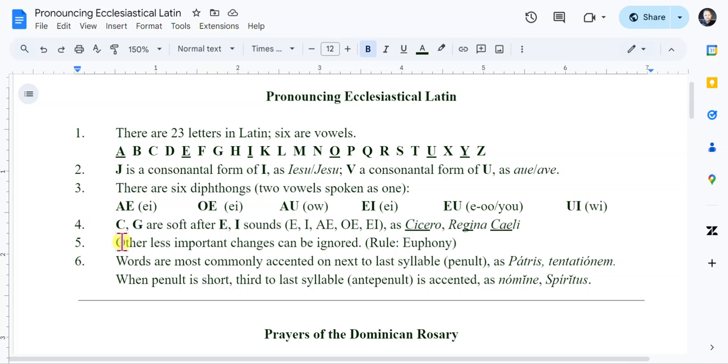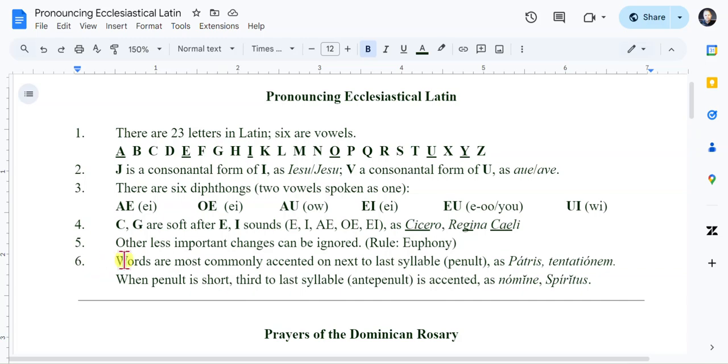Now, there are other changes that need to be learned in Latin, but they're less important, and it's really not worth the time studying them. So what I'd like to just say is there's a simple rule for these changes. They're not random. The rule is simply called euphony, which means it sounds good. The reason why these changes take place is because it just makes the language easier to articulate and more pleasant to hear. So if you say anything that sounds clumsy or it's difficult to articulate, there's probably a change in ecclesiastical Latin that makes that easier to say or more pleasant to hear. So the general rule for these changes is just euphony, whatever sounds better and is easier to articulate.